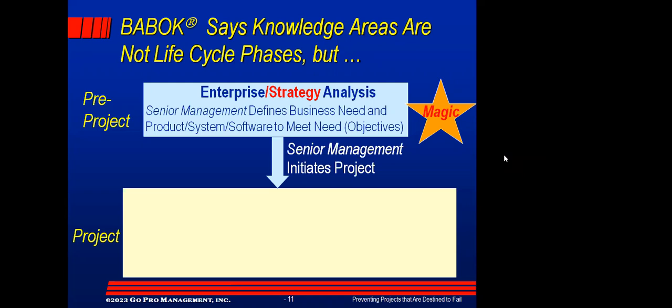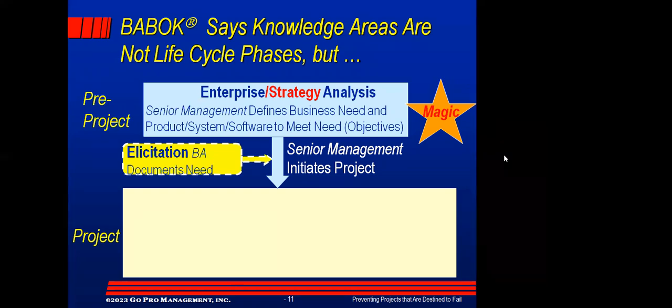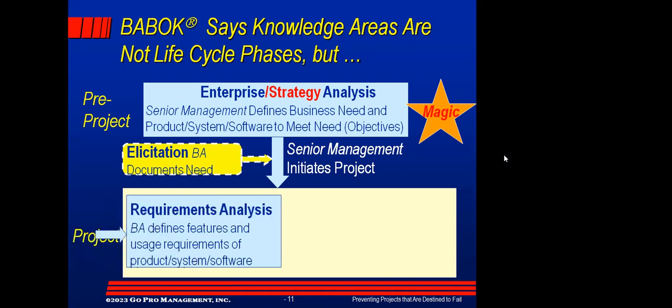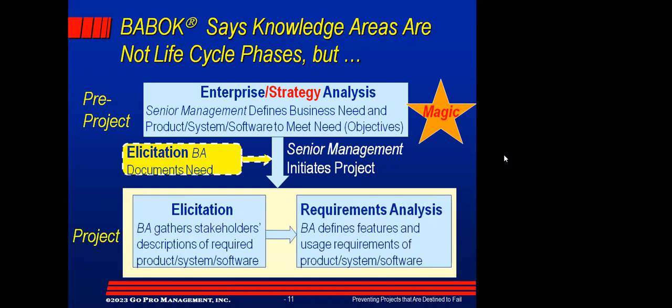But in all their magical brilliance, senior management makes some declarations. And what passes for a solicitation by the business analyst is actually simply taking dictation, writing down what the senior management is declaring, not really doing any discovery or analysis. And then once that project gets initiated, then according to BABOK, there are two processes or knowledge areas, elicitation and requirements analysis, which once again, BABOK says are not life cycle phases, but are described like life cycle phases. First you do elicitation, then you do requirements analysis.